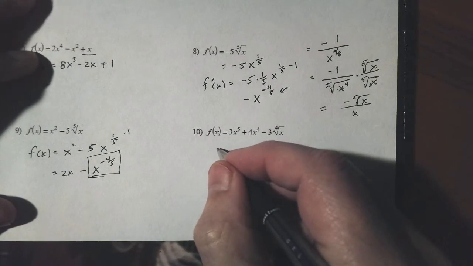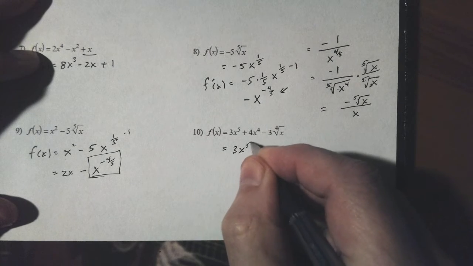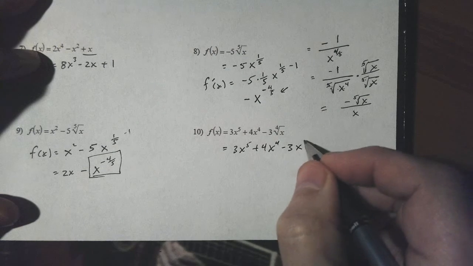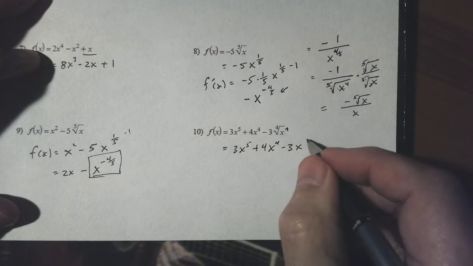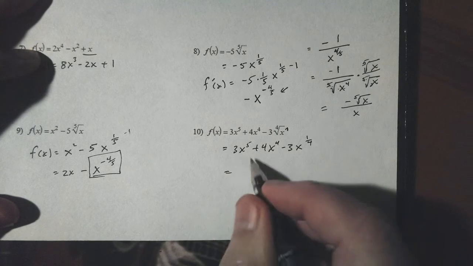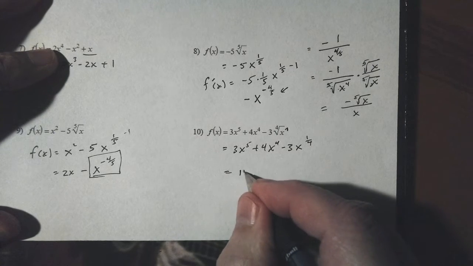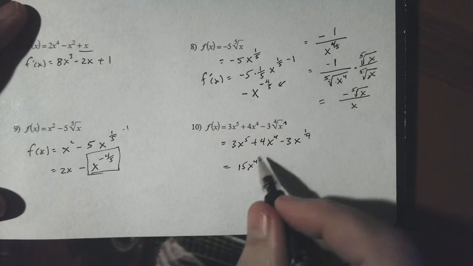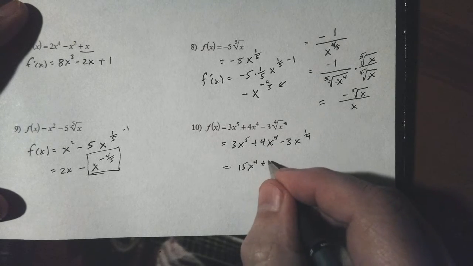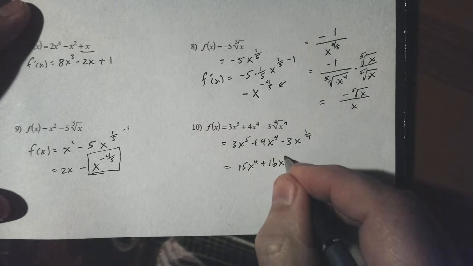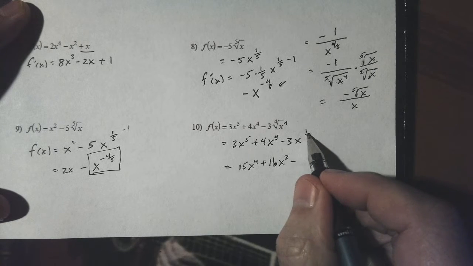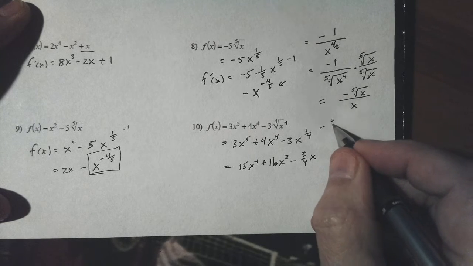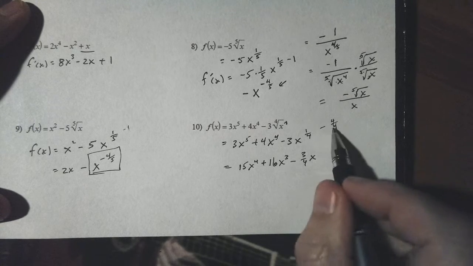Number 10. 3x to the 5th plus 4x to the 4th minus 3x to the 1/4. And we get 5 times 3, 15x to the 4th, plus 4 times 4, 16x, reduce it to the 3rd, minus 3 times 1/4, x to the, subtract 1 from that, is subtracting 4/4.